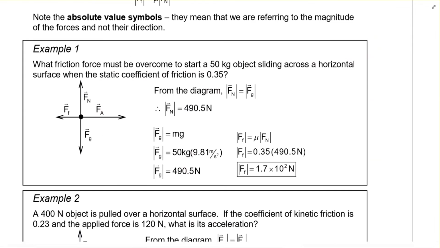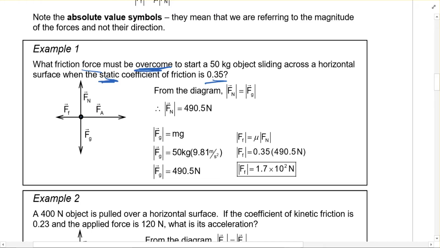Okay. So number one says what friction force must be overcome to start a 50 kilogram object sliding across a horizontal surface when the static coefficient of friction is 0.35. And this is important that it says static coefficient of friction, right? Because it says what friction force must be overcome, that we want to get over that point so we can start it moving. That's talking about the static coefficient of friction. And it tells us what it is in the formula.